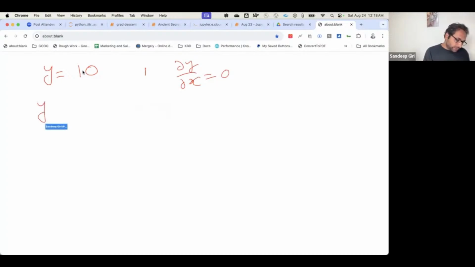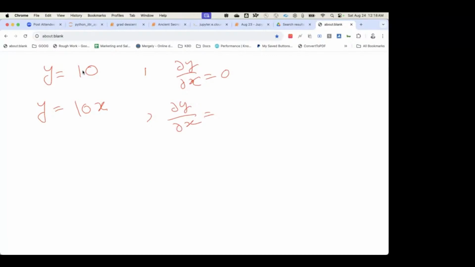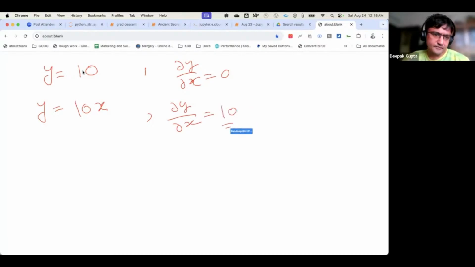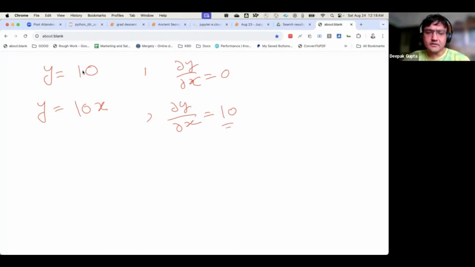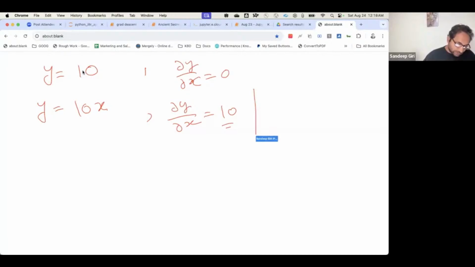Now if y equals 10x, how much is dy by dx? That should be 10. Okay, now prove it. So it will be 10 into x2 minus x1, right? Whatever the value of x is. Yeah, let's do that calculation.